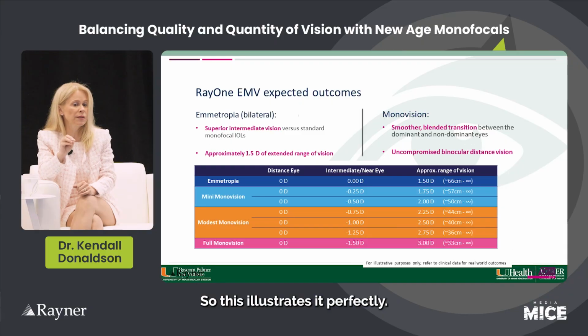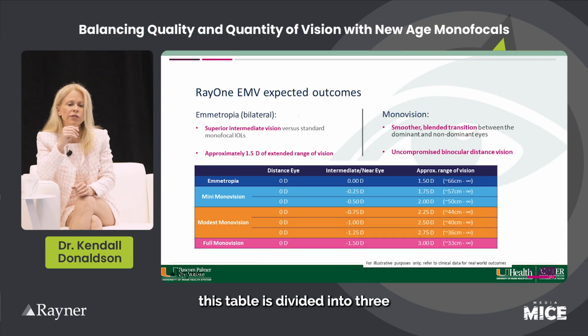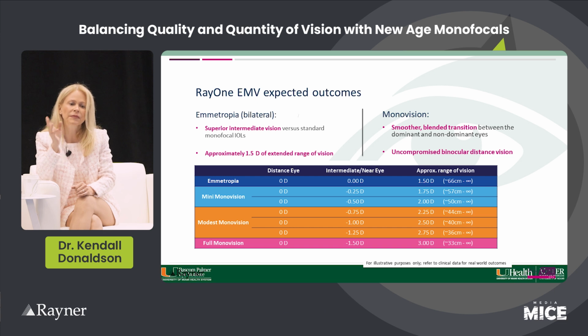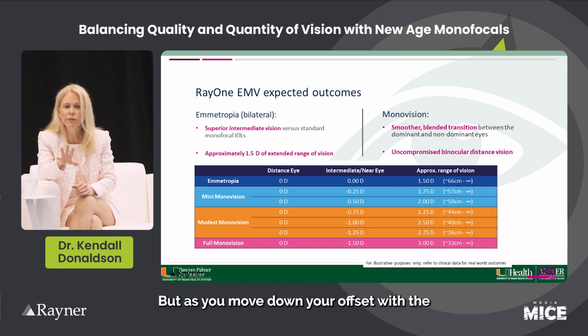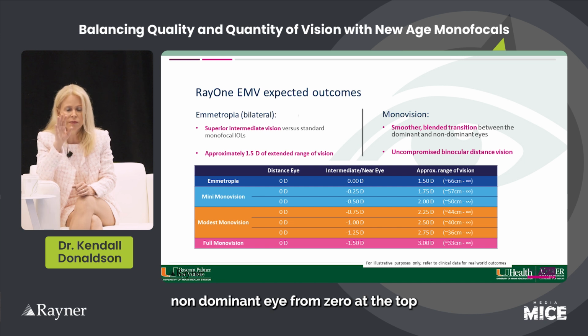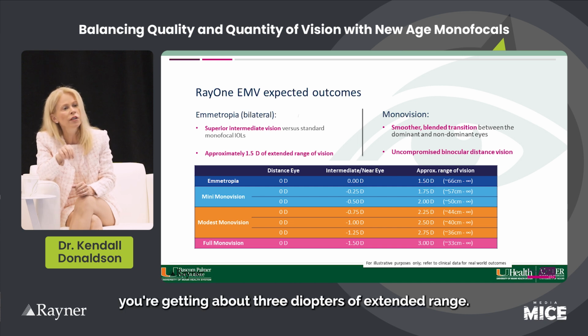So this illustrates it perfectly. You can see this table is divided into essentially three columns. You're targeting emmetropia, and you're even getting a little extra 1.5 diopters there. But as you move down, you're offsetting the non-dominant eye from 0 at the top down to 0.25, 0.5, and all the way down to 1.5. At a minus 1.5 diopter offset, you're getting about 3 diopters of extended range.